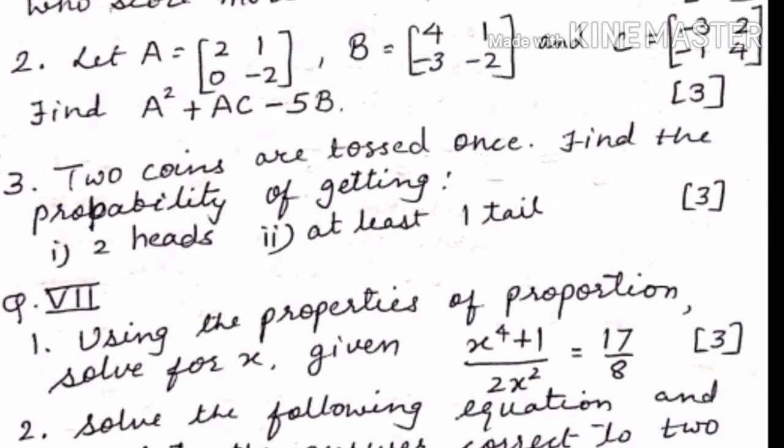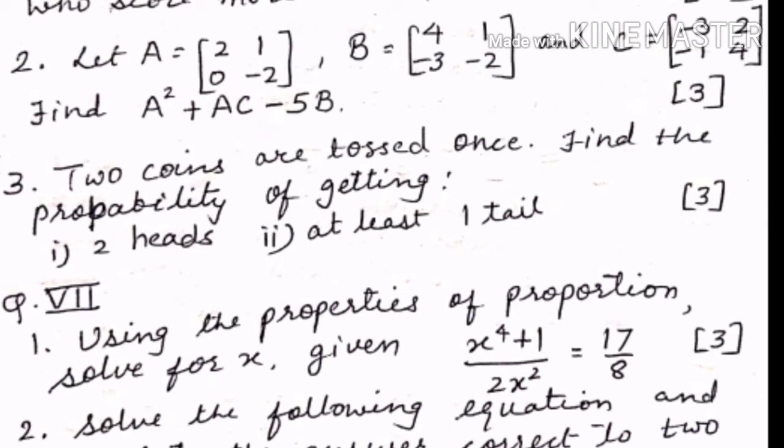We will multiply it with b, and after all we find all the solution of a square plus ac minus 5b by altogether adding and subtracting it accordingly. So if you get the correct matrix in the answer, you will get full 3 marks for this question.